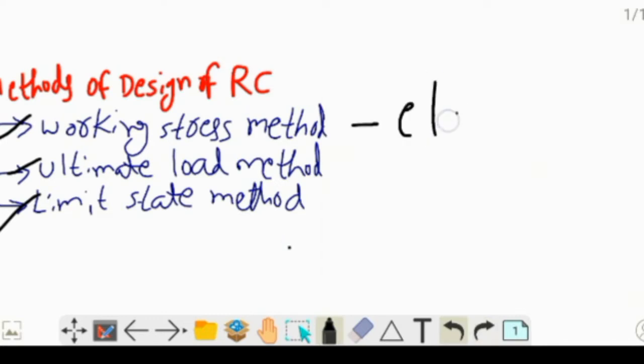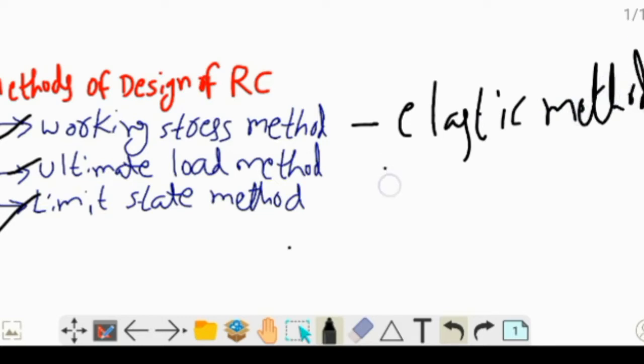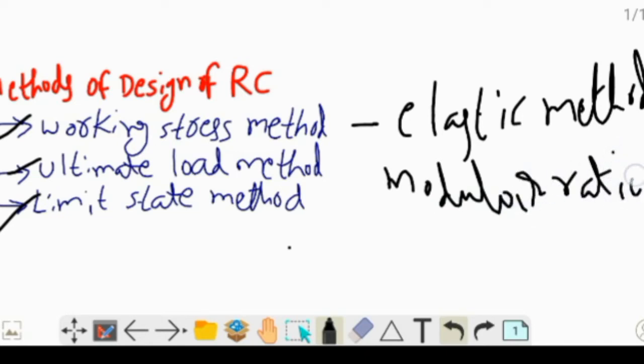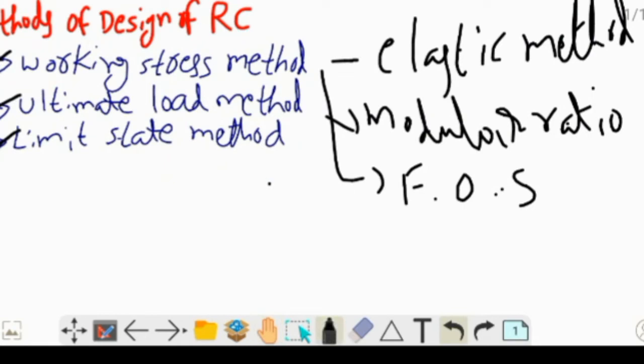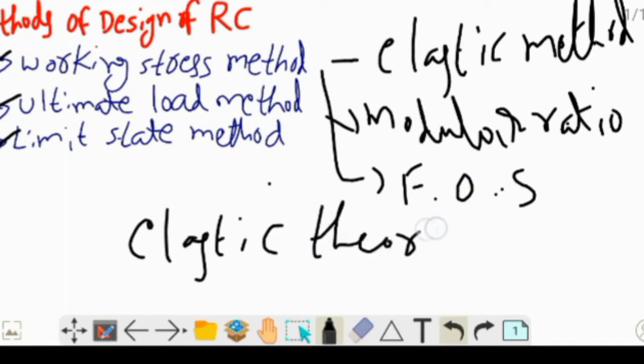Let us discuss the working stress method. This method is also known as elastic method, modular ratio method, or factor of safety method. Working stress method is based on elastic theory, assuming that both steel and concrete act together and are perfectly elastic at all stages.